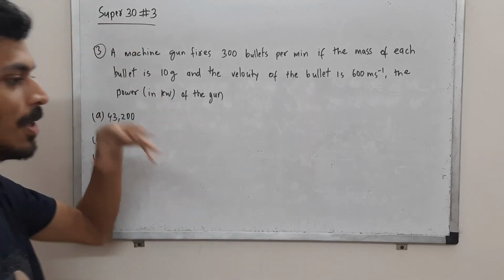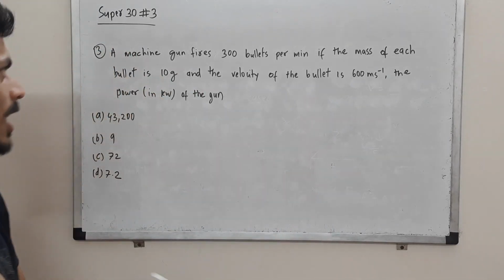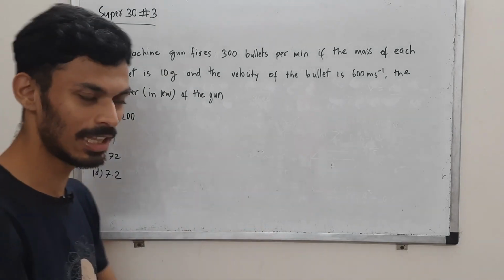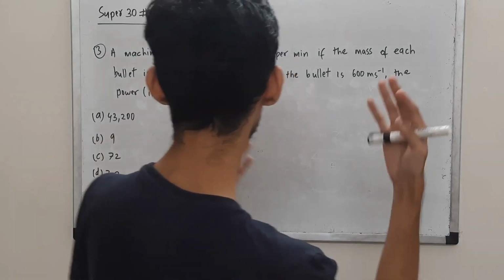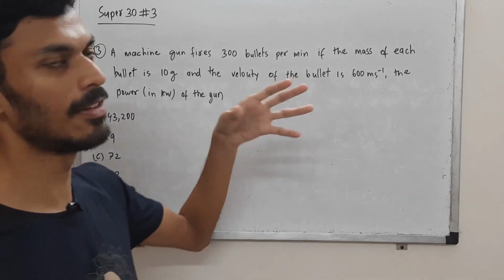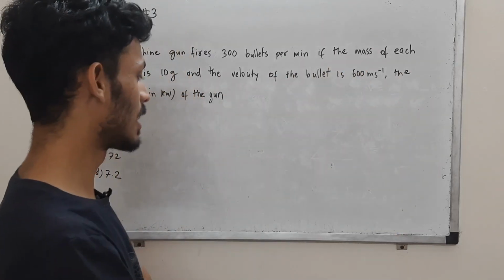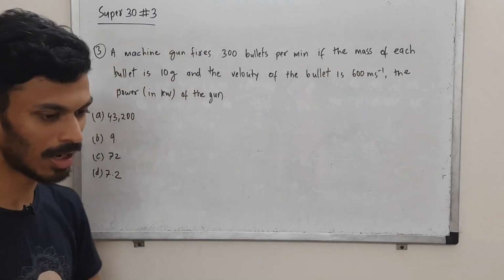We have a machine gun. In the question it's mentioned there is a machine gun which is firing 300 bullets per minute, and the mass of each bullet is 10 grams. The velocity with which the bullets are released is 600 meters per second. The power of the gun is.